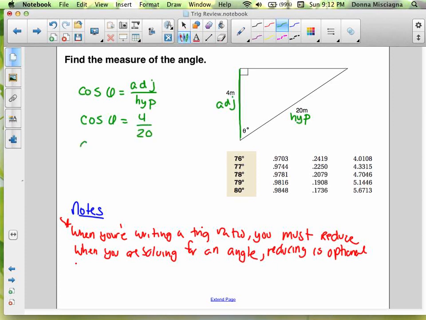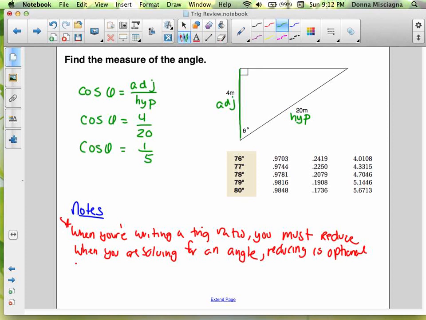Now we could reduce this, but I have a little note for you for your notes, and that is when you're writing a trig ratio, you must reduce. When you're solving for an angle, reducing is optional. So it doesn't matter if I leave this as 4/20ths or reduce this to 1/5. I'm going to get the same answer either way. But if you're writing a trig ratio, it is customary to always put that in reduced form. So we wouldn't say cosine theta is 4/20ths. We would say cosine theta is 1/5. But if we're solving for an angle, it doesn't matter.